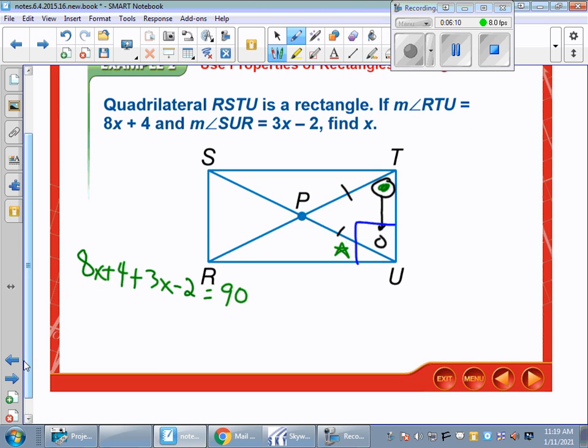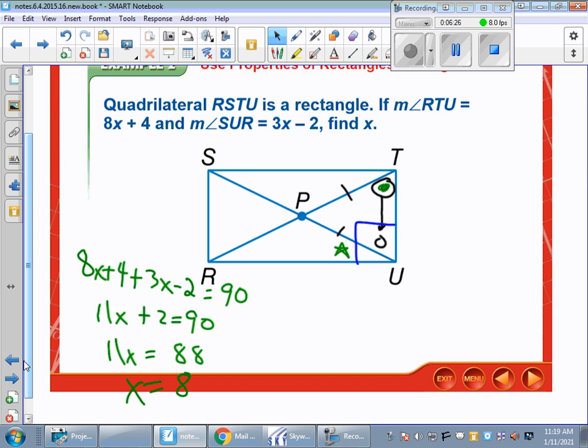Now you should be able to go through and solve: 11x plus 2 equals 90. Subtract over, 11x equals 88. And when we divide, we get that x is 8. So hopefully you're grasping that concept.